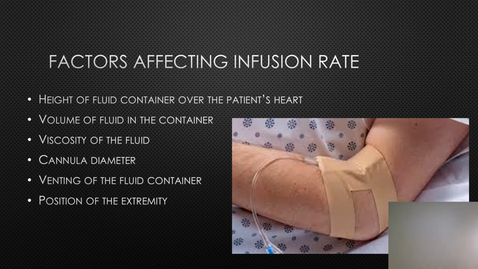Venting of the fluid container. If it's not vented, it will not flow appropriately. Position of the extremity. If the tip of the IV catheter is next to or in a joint that bends, such as a wrist or the antecubital space, the flow is going to be significantly affected when that joint is bent.